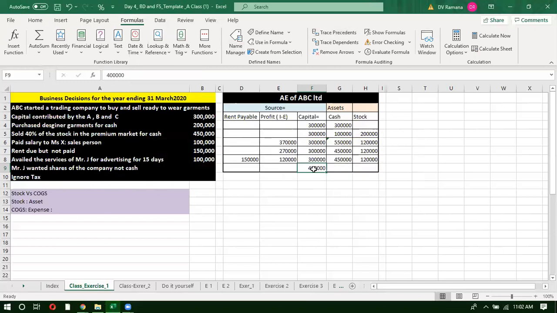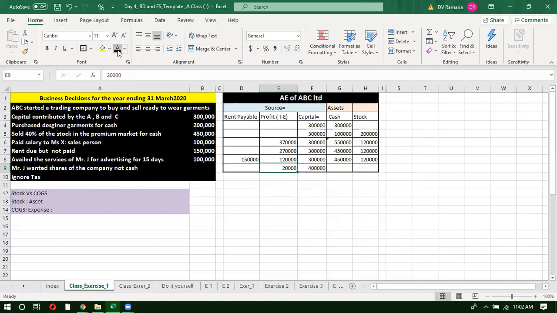To the extent of the service received, the profit will reduce because we have paid expense, and this expense is the advertisement expense. So profit will reduce by 100,000 because advertisement is an expense for that period. No change in the rent payable, no change in the cash, no change in the stock.